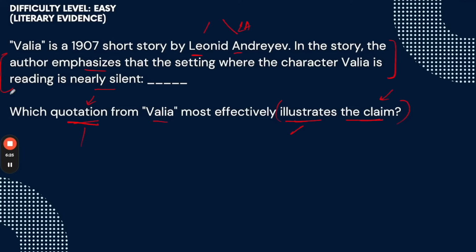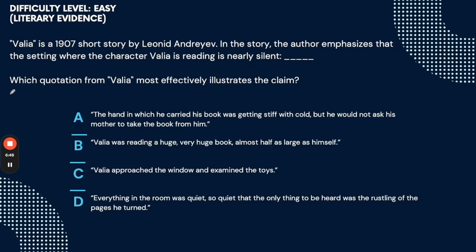So let's rephrase the claim in simpler words. So basically an option that mentions the setting of where the character is reading and the setting has to be silent is going to be our correct option. So any option that says that the setting where V was reading is silent is our correct option. Alright, now with this understanding, we will move on to the next step, that is read the options and try to eliminate. Remember, I'm not trying to look for the correct options right away. I'm trying to eliminate some first.